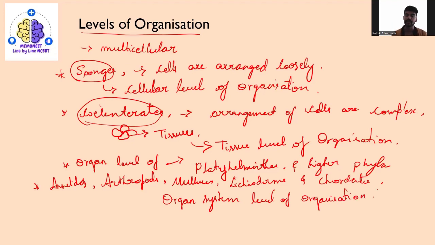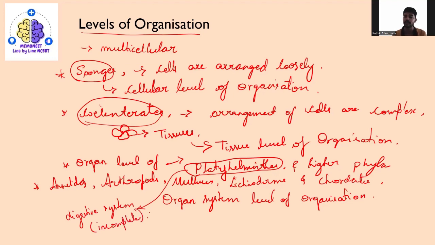Clear? So organ systems in different animals exhibit different functions. For example, if you take Platyhelminthes as an example, when I'm talking about their digestive system, it has only a single opening to the outside of the body that serves as both mouth as well as anus. Therefore, the digestive system becomes incomplete. The digestive system is present, but it is incomplete.